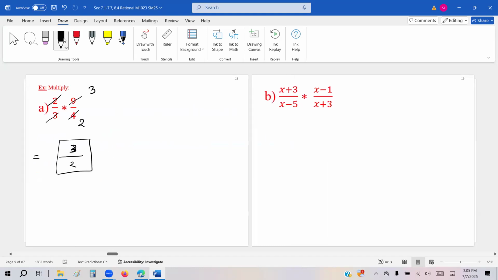Same thing is for polynomial or rational expression. Can you cancel anything in this expression? We have x plus 3 over x minus 5, and you're multiplying x minus 1 over x plus 3. Can you cancel anything? We can cancel x plus 3 from here and here. As long as one of them is on the numerator and the other one is the denominator, we can always cancel.